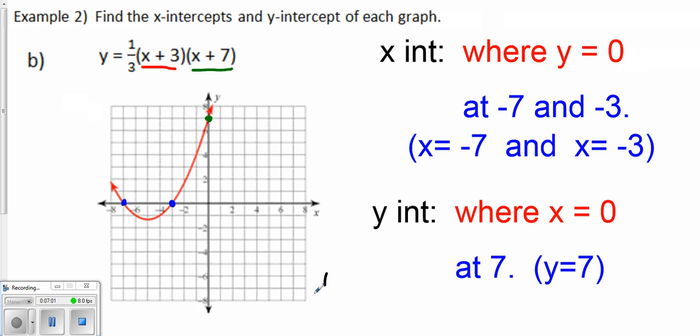We've got that number 1/3 times, and we're going to plug in 0 right here. 0 plus 3 is 3. We're going to plug in 0 for this factor. 0 plus 7 is 7. So we've got those things being multiplied: 1/3 times 3 times 7. Well, 1/3 times 3 is 1. A third of 3 is going to be 1. 1 times 7 equals 7. So that's why it turned out to be y equals 7. Again, you can see it on the graph, or you can literally plug in x equals 0 and figure it out that way.